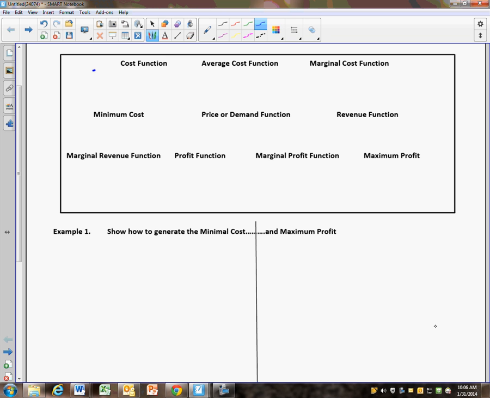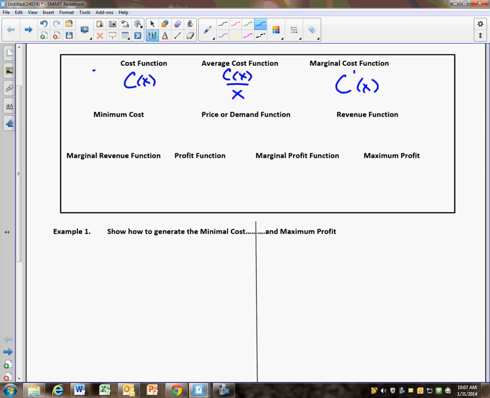Boys and girls, so yesterday we listed these off. For those who weren't here, the cost function was C of X. The average cost function was C of X over X. The marginal cost function tells us the cost of producing the next item, and that was C prime of X.